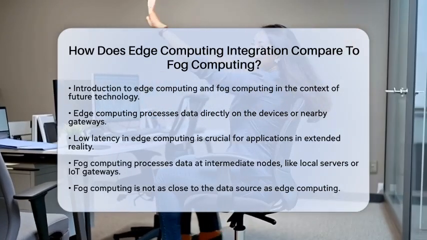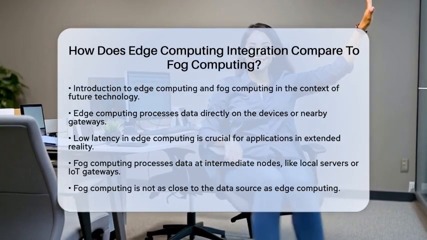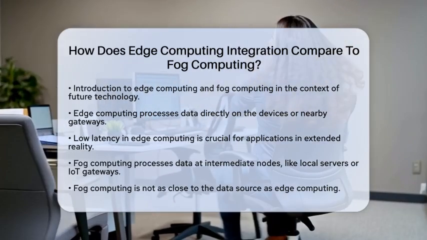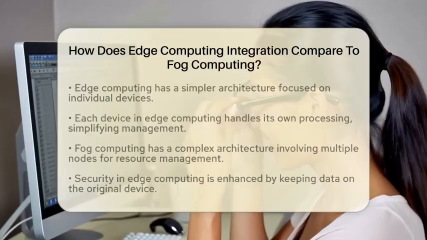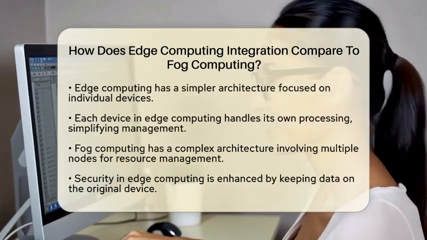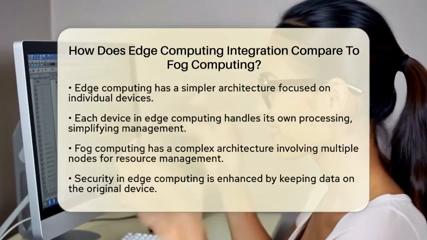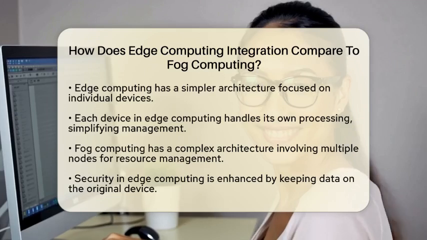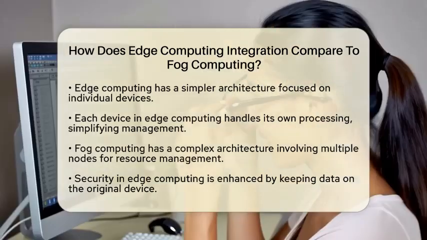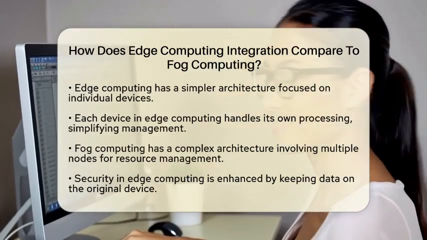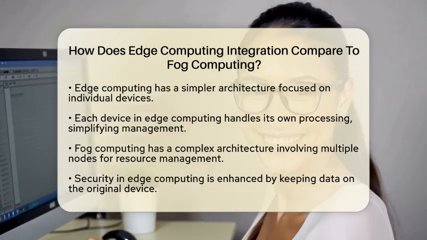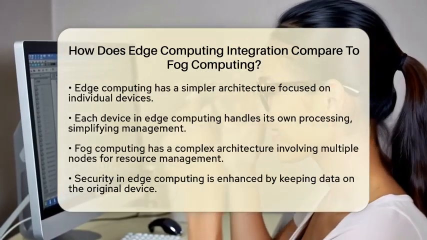Fog computing, on the other hand, operates at a slightly different level. It processes data at intermediate nodes like local servers or Internet of Things gateways. This means it is not as close to the data source as edge computing. While fog computing provides additional resources, it does not process data directly on the original sensor devices.